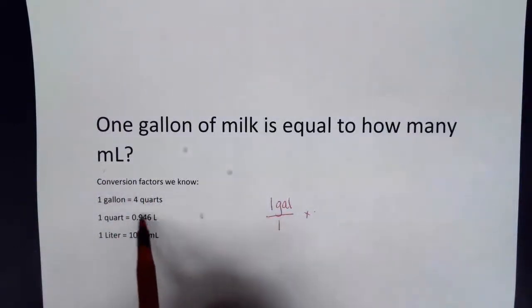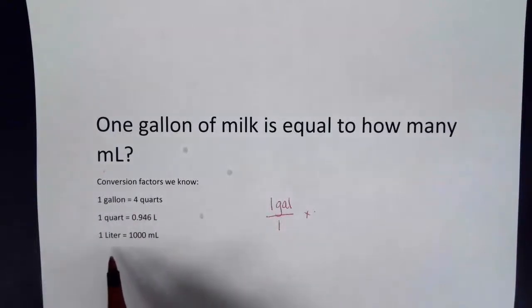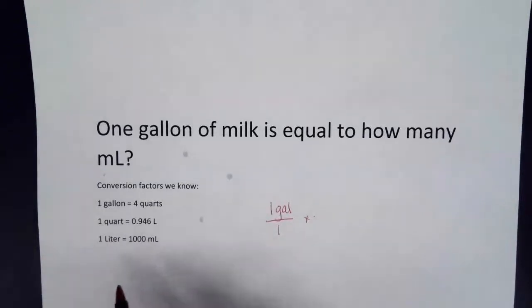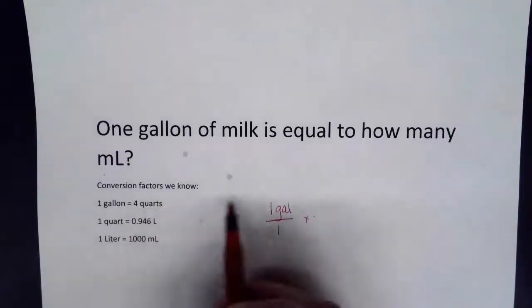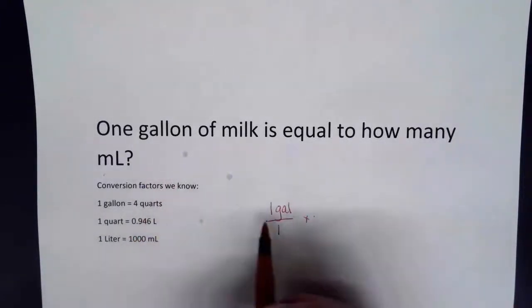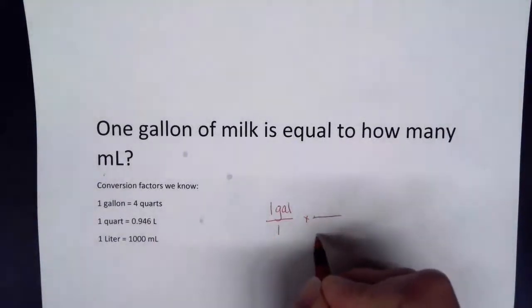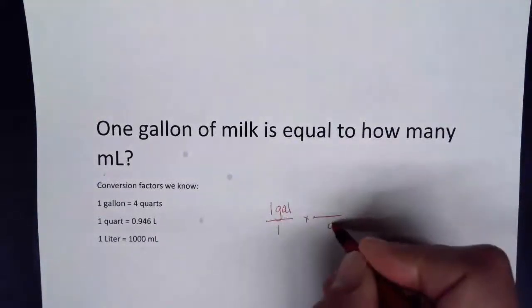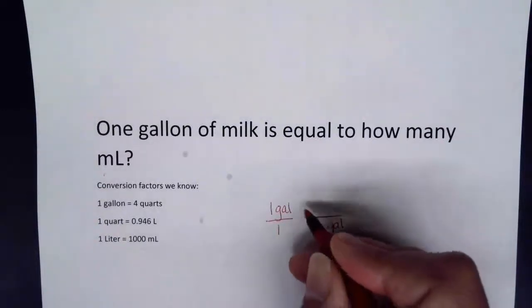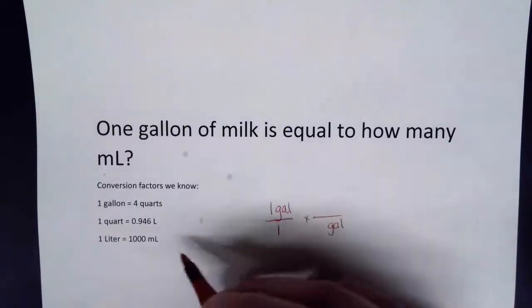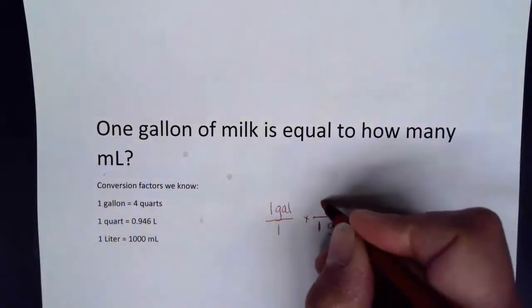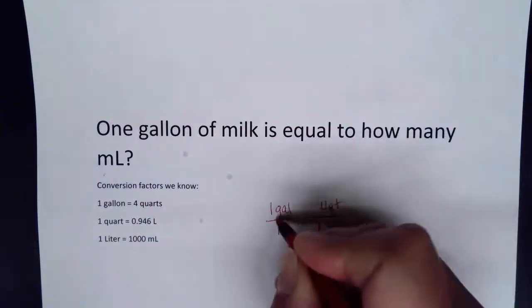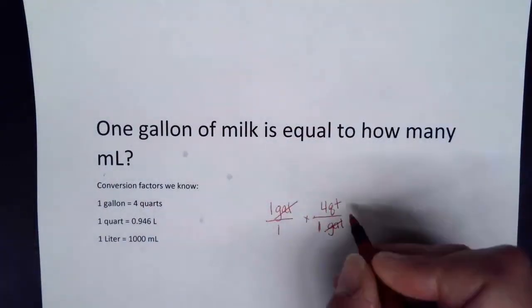So conversion factors that we know is that there's 4 quarts in a gallon. We know there's 0.946 liters in a quart. We know that there's 1,000 milliliters in a liter. So we're going to use these conversion factors to get from gallons to milliliters. So we'll start our first conversion factor. Gallons is on top, so we know gallons has to be on the bottom here in order to cancel it out. We have here 1 gallon is equal to 4 quarts. Cancel off the gallons.